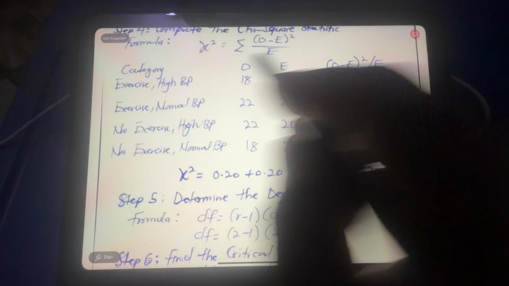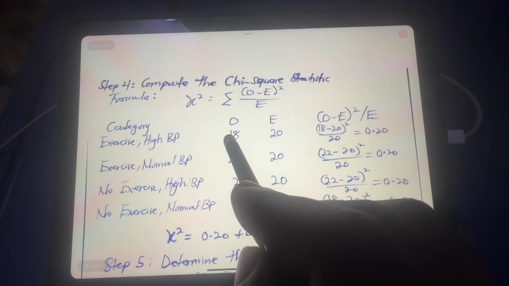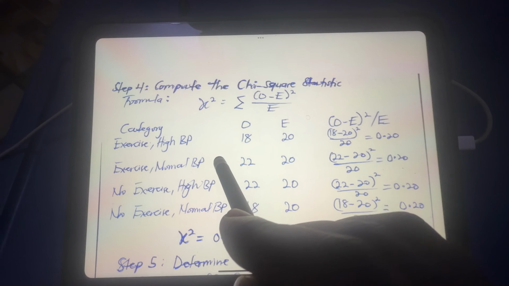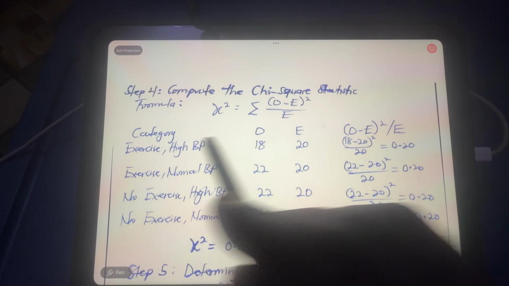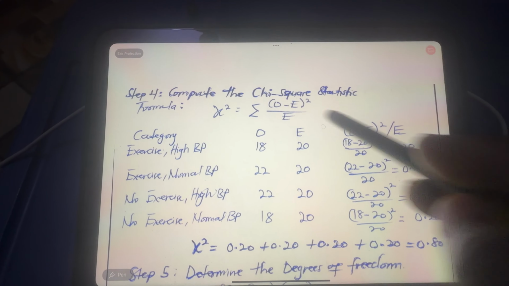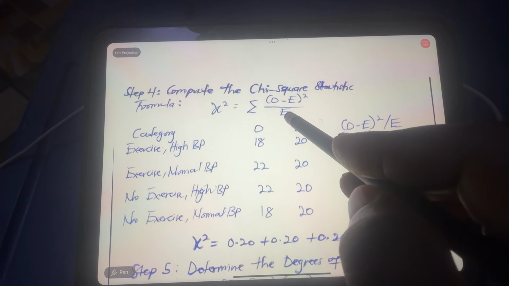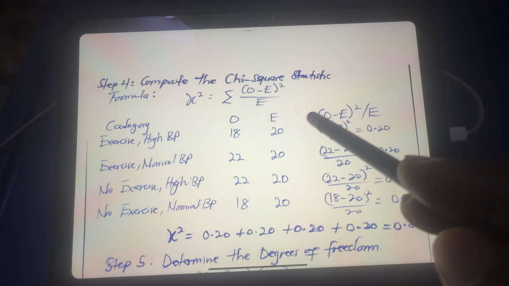Then you create another column. On that column, you write the formula there. So you are going to put these frequencies for the observed and expected for each category into the formula and calculate the calculated chi-square.